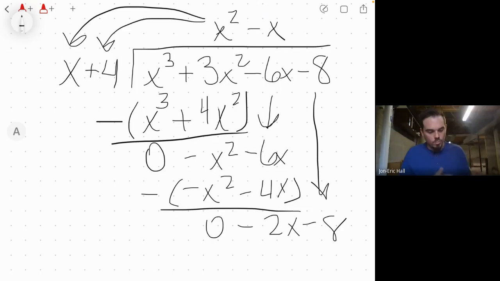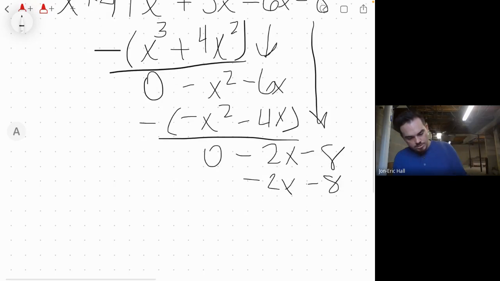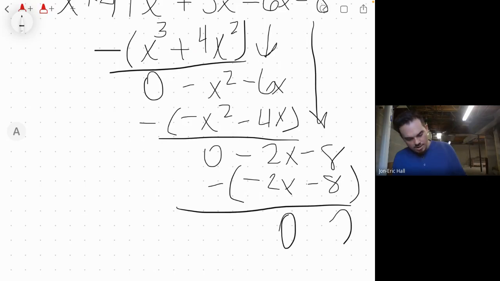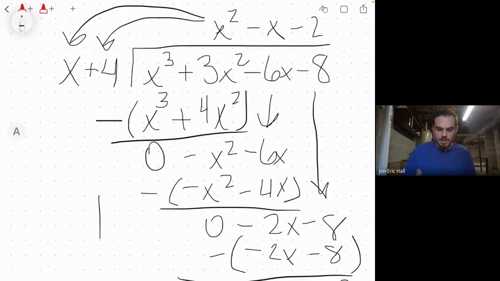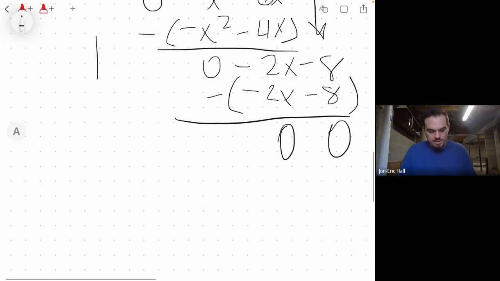Now I need to think what times x is negative 2x. And so that's just a negative 2. So then that gives me negative 2x, and then negative 2 times 4 is negative 8. If I subtract that, which I need to, I should have a remainder of 0, and I do. The problem is I'm not done. What I mean is I have a factor, x squared minus x minus 2, and x plus 4, but I need to factor that x squared minus x minus 2.